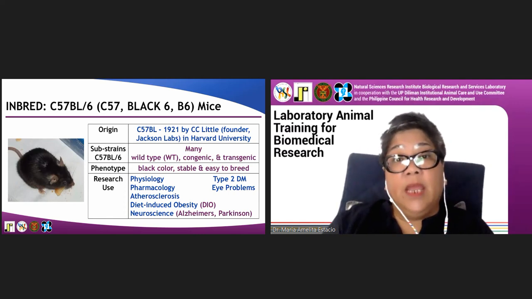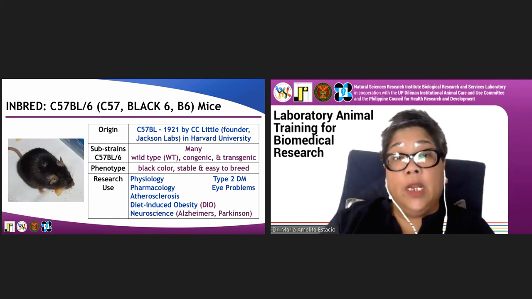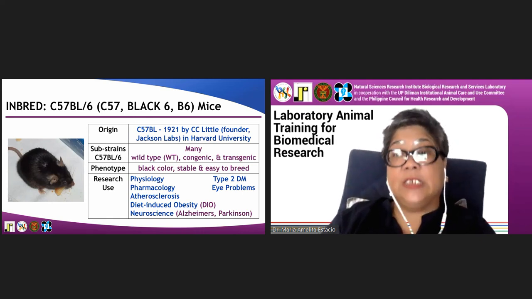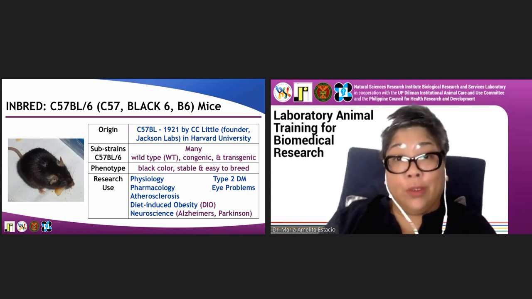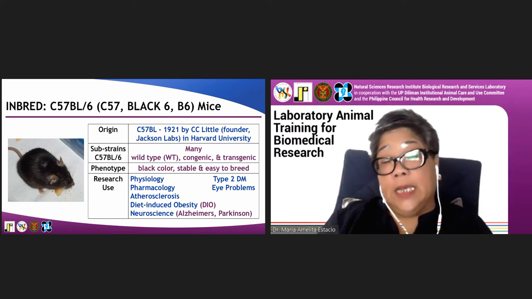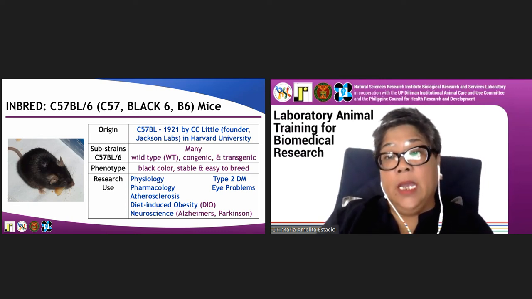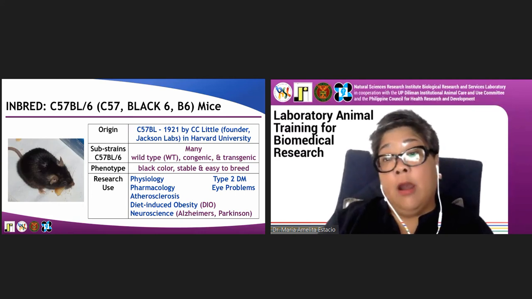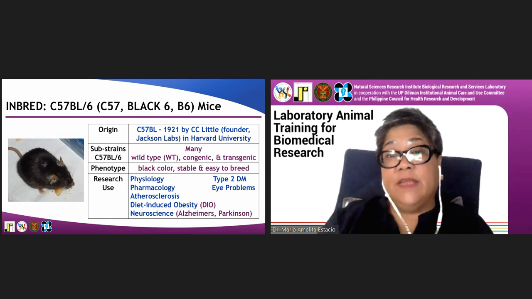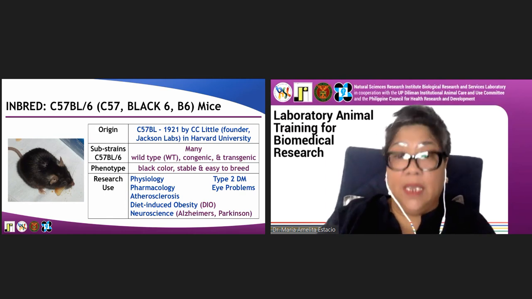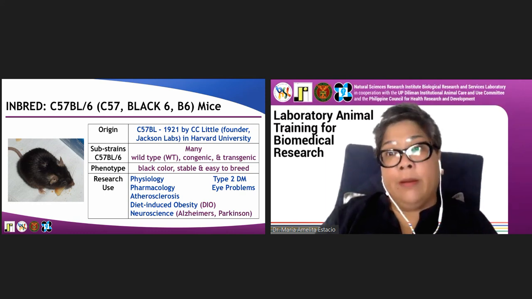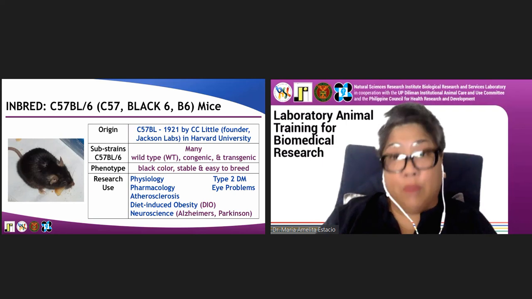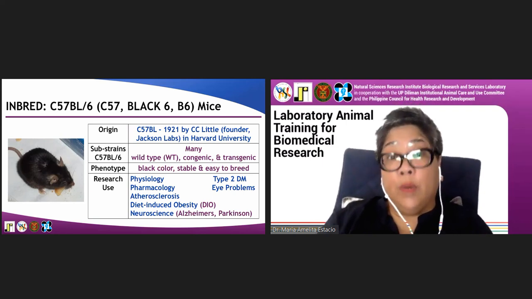Now, one of the popular inbred strains would be the C57BL6. So it's popularly called also C57 Black 6 or B6. The reason why it's called B6 is because of the black hair coat of this animal. So it was developed by Dr. Little at Harvard University, and the same fellow is the founder of one of the biggest global animal providers in the world, and that is the Jackson Laboratories, where we can order our laboratory animals.